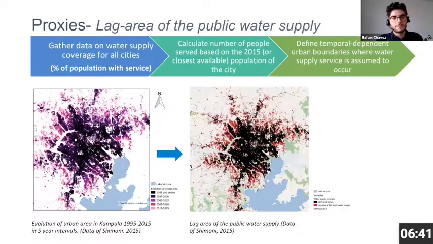Next slide, please. I will explain a little bit about our proxies. One proxy to estimate where the public water supply was operating within the city was the lag area of public water supply. The lag area assumes that more recent urban developments are less likely to have public water infrastructure, and thus the residents will be more likely to depend on groundwater through self-supply.